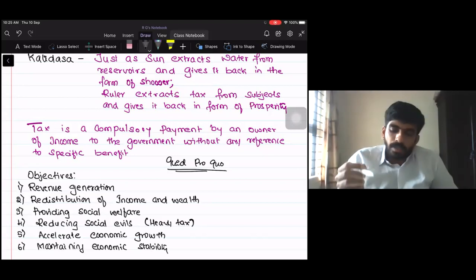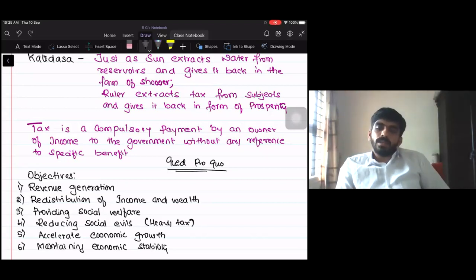Tax is a compulsory payment by an owner of the income. Owner of the income means the one who generates the income. The person who generates the income will be paying the tax. To whom? To the government, without any reference to specific benefit. Next question is, can any person start collecting tax?